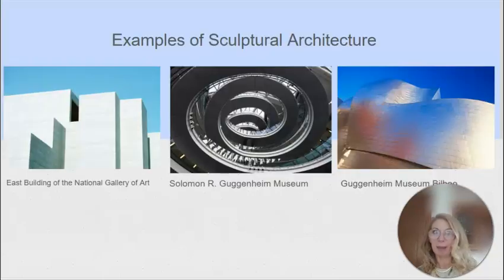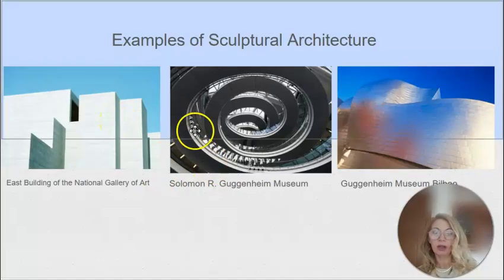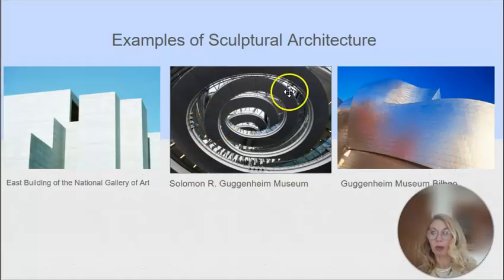Here are a few examples of that sculptural architecture. The East Building of the National Gallery of Art, the Guggenheim Museum. Remember when you start at the top and then you work your way down? That's a shot of the inside. And then the Guggenheim Museum in Bilbao, Spain.